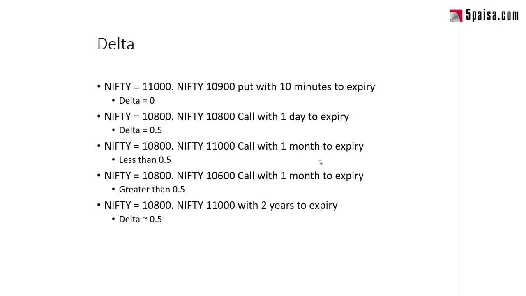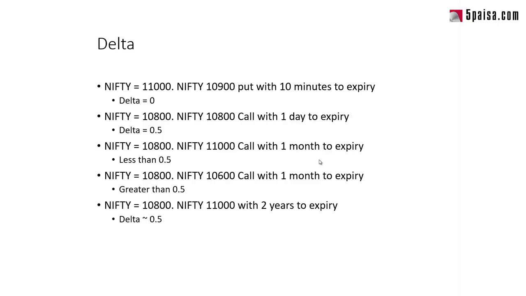Similarly, Nifty is at 10,800, you have a Nifty 10,600 call with 1 month to expiry. Sorry, it's most likely going to expire in the money because Nifty is above the strike price and there's a chance that it will stay that way. So it's greater than 0.5 but not 1 or less than 0.5. So somewhat hopeful, therefore greater than 0.5.